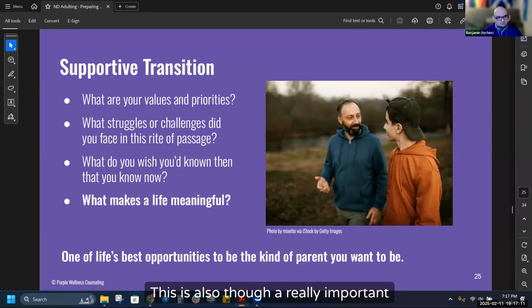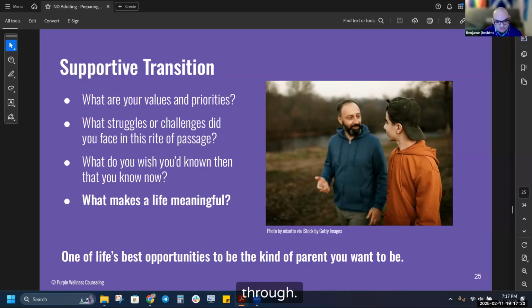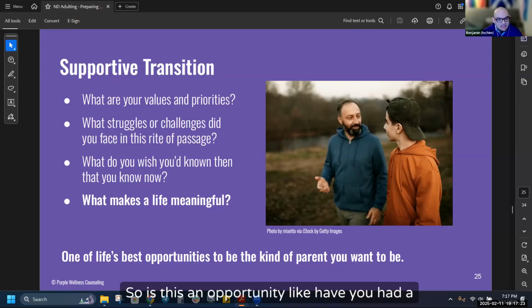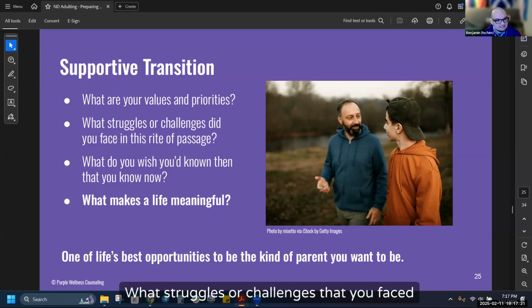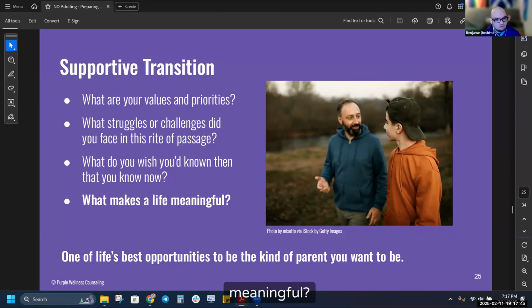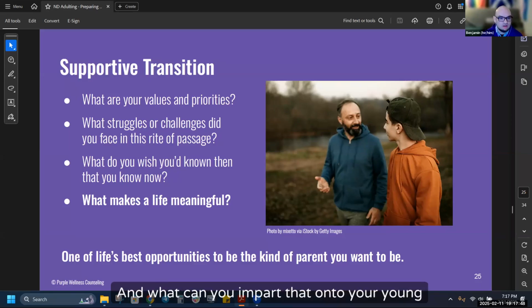This is also, though, a really important opportunity to not just set specific expectations, but to talk about life, right? This is a big transition that you also went through. So is this an opportunity, have you had a real explicit conversation about your values and what your priorities are? What struggles or challenges that you faced at this similar time in your life? What are the things that you wish you had known? If you could go tell a younger self, what would you say? Most importantly, what makes a life meaningful? What have you learned about that? And what can you impart onto your young person as they now start making meaning for their lives?